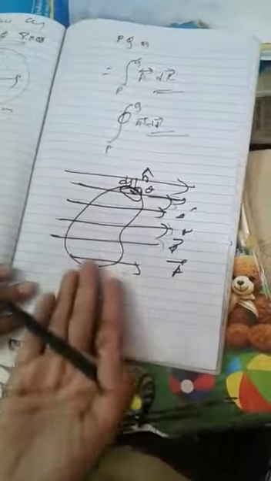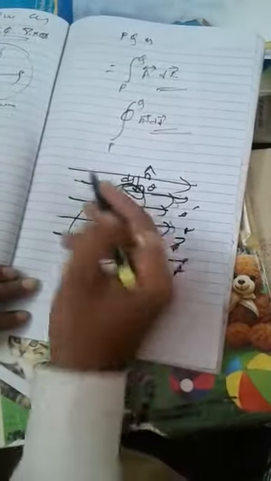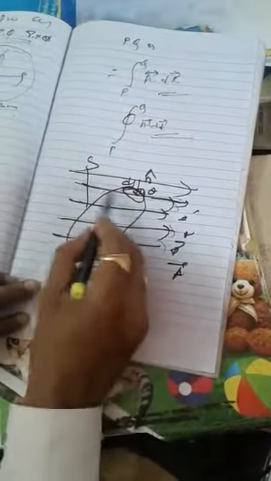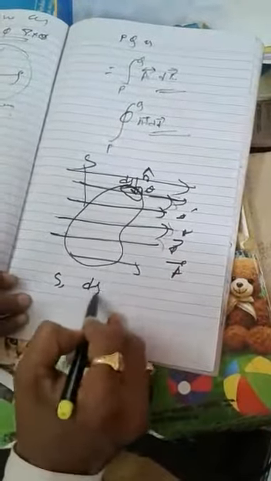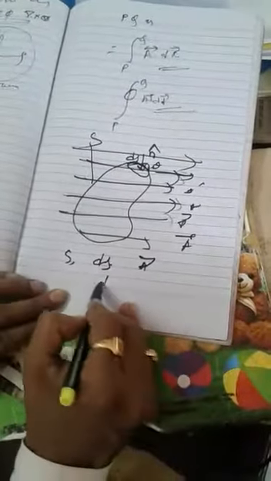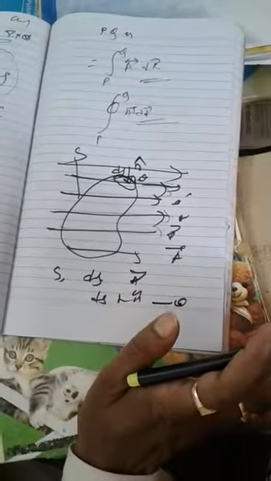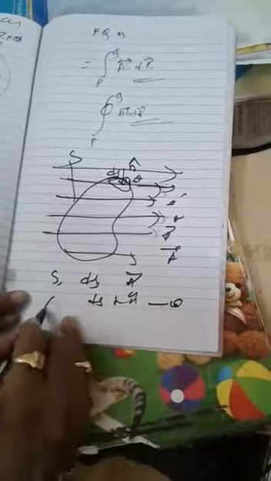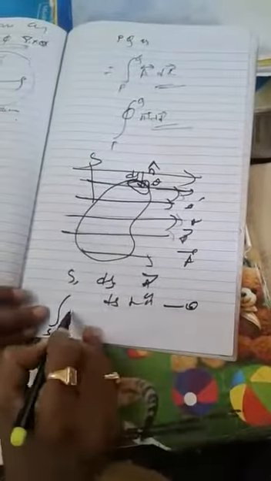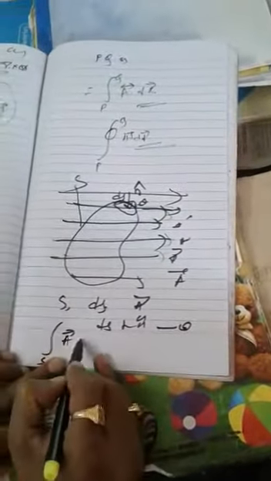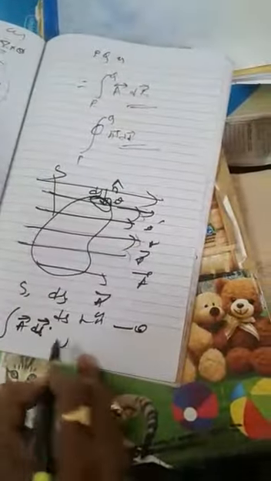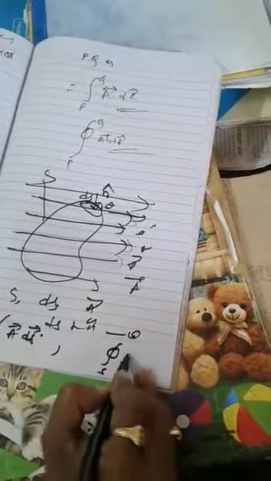We consider the total area S, and a small area ds vector, making an angle theta with the normal n. Now the surface integral can be written as vector A dot ds, since here it is a surface, therefore ds. This is the surface integral definition. For a closed surface, it is written as the integral of A dot ds. This is the surface integral.